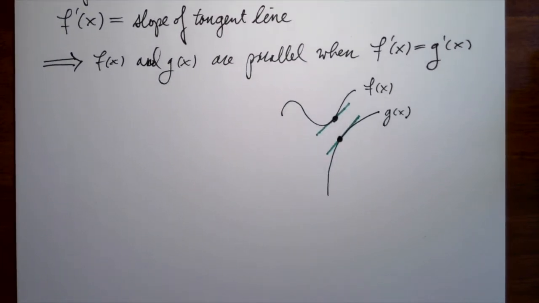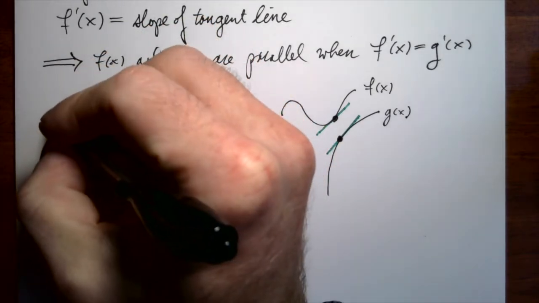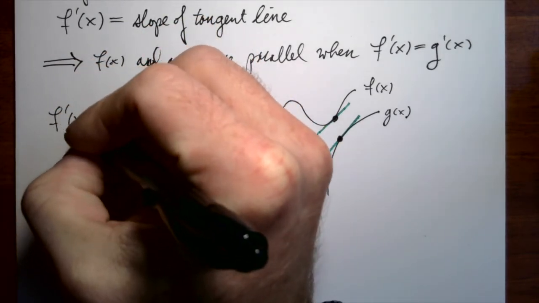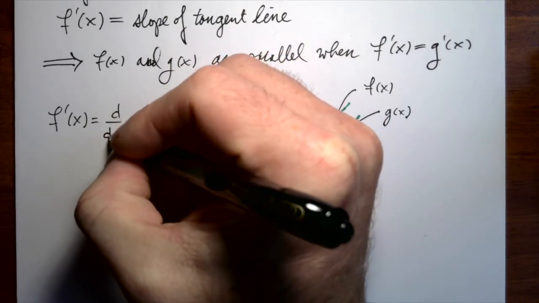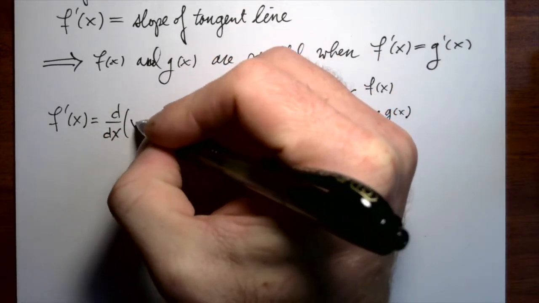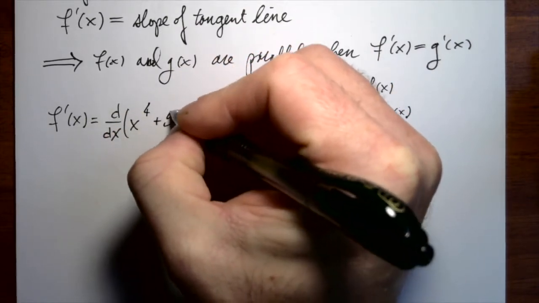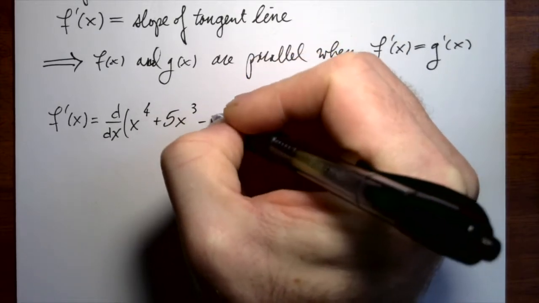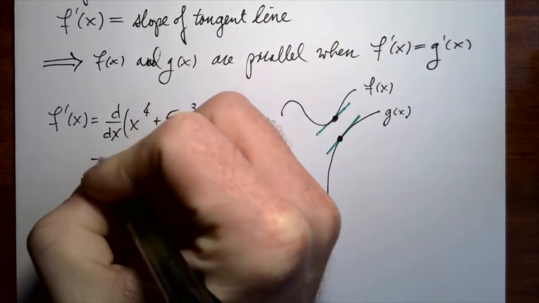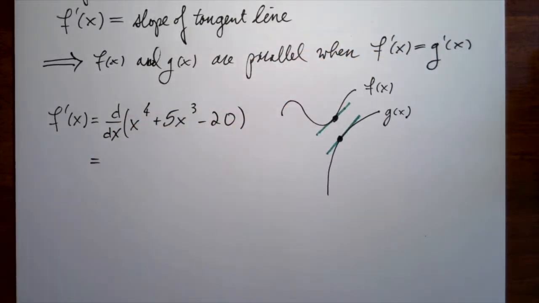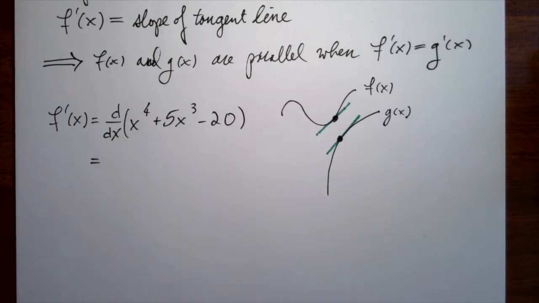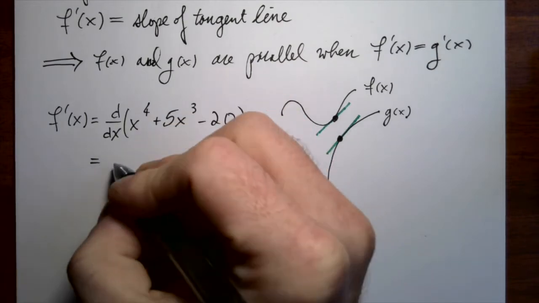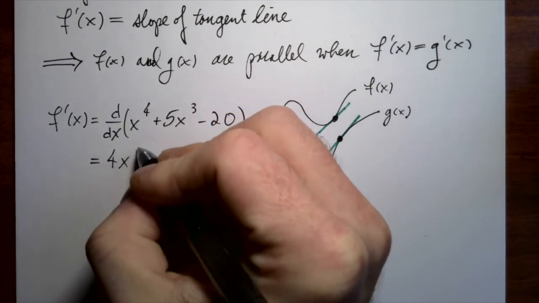Okay, so in order to solve this problem, we need to compute the derivative of each function. And I'm going to use the d by dx notation, and I'm going to use our rules for taking derivatives. No more limit of the difference quotient. So to take the derivative of this sum, we can take the derivative of each piece and add them together. And then the derivative of each piece is given by the power rule.